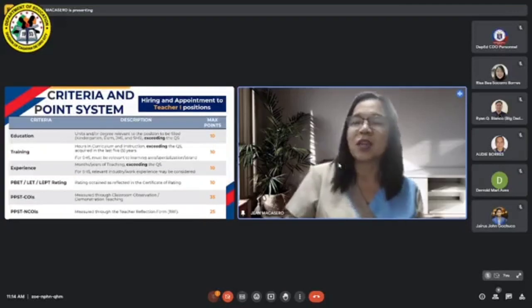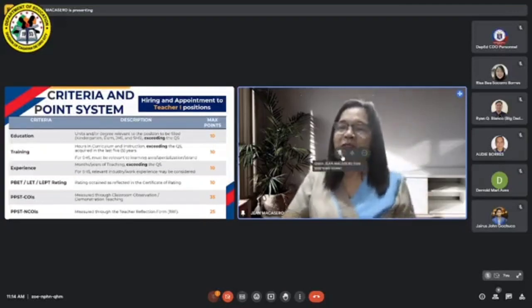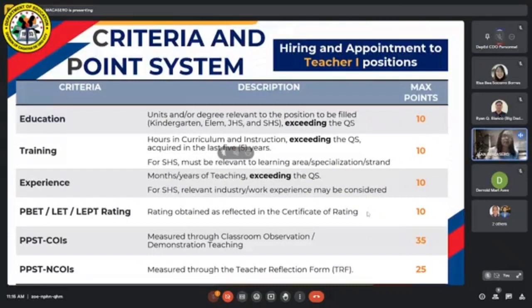Dear applicants, you can see there the total maximum points for the PPST COIS as well as the NCOIS. Gone are the days we have interview and examination to be given by the Bureau of Education Assessment, but this time it is much more focused on the classroom observation, which is 35 points, as well as 25 points for the teacher reflection form.